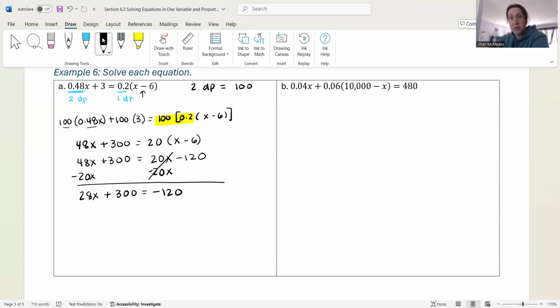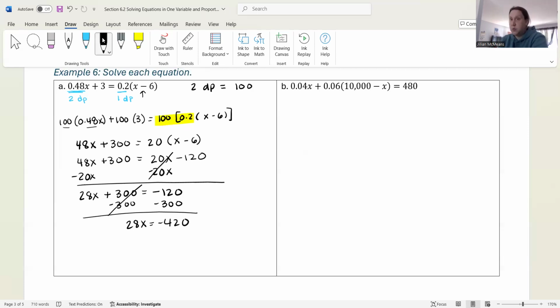So my issue now is the plus 300. I need to undo addition, so I'm going to subtract. So 300 minus 300 is 0. So we'd say the 300s cancel. 28x plus 0 is just 28x. And then negative 120 minus 300 is negative 420, okay? And at this point, we've got a single variable term equaling a constant.